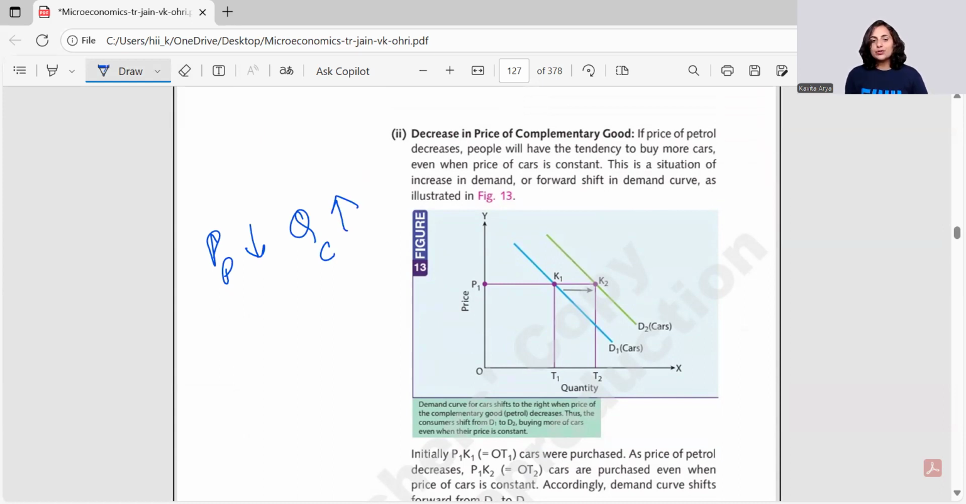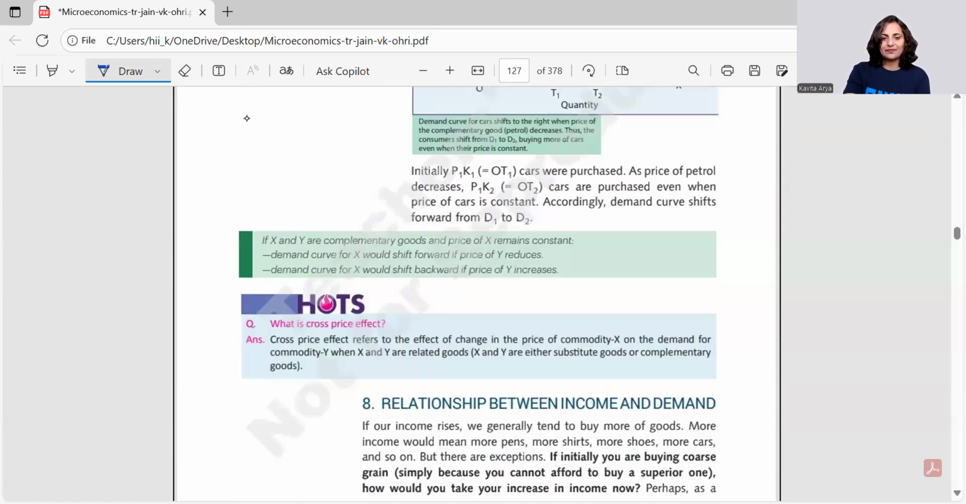When we have to show a rise, we show it with the rightward shift. When we have to show a fall, we show it with the leftward shift, right? And the price of that very commodity which we're talking about remains constant.